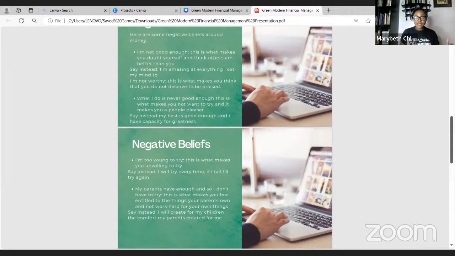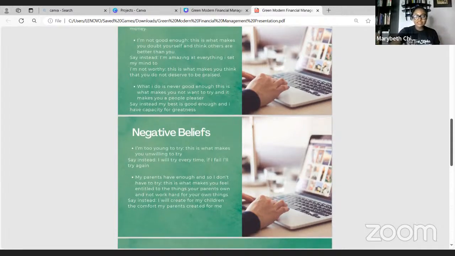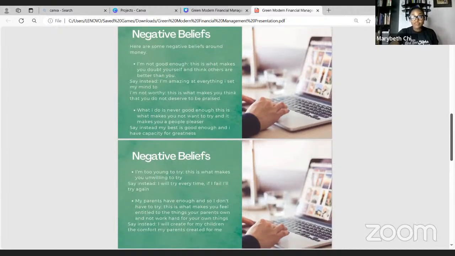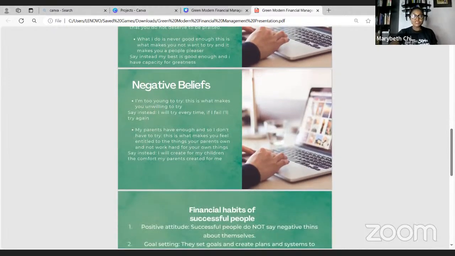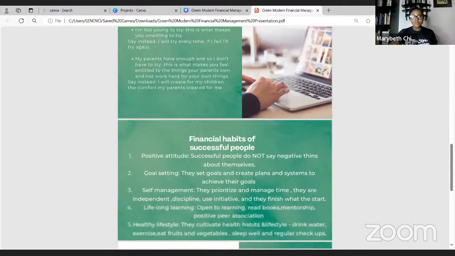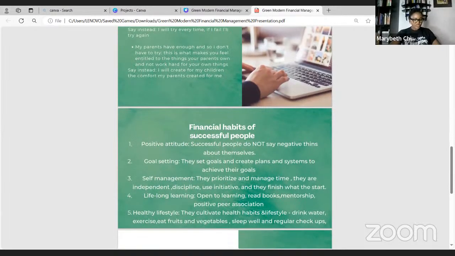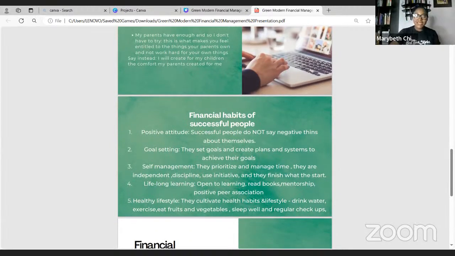Then after that, you now have to learn what successful people do, what kind of habits they have. We've talked about the habits of successful people, right? Now, when you finish learning about their habits, like they set goals, they manage themselves, they think positively, they don't say negative things out of their mouth.